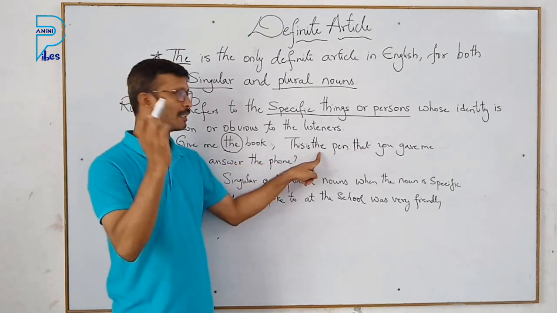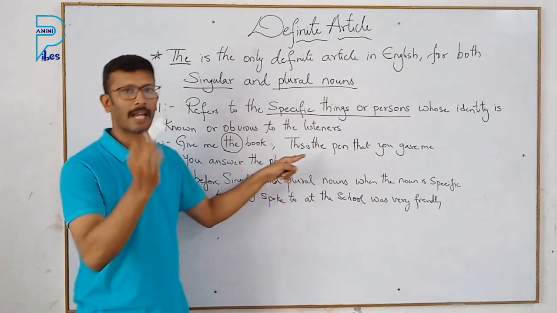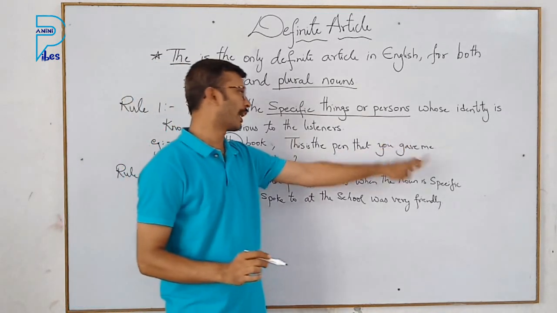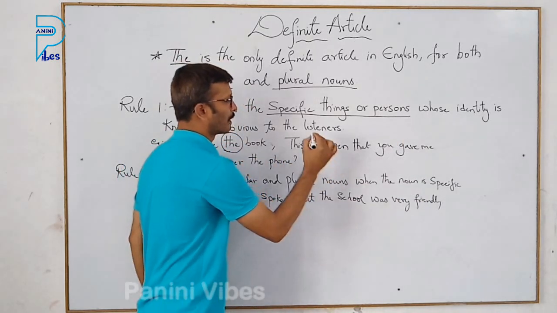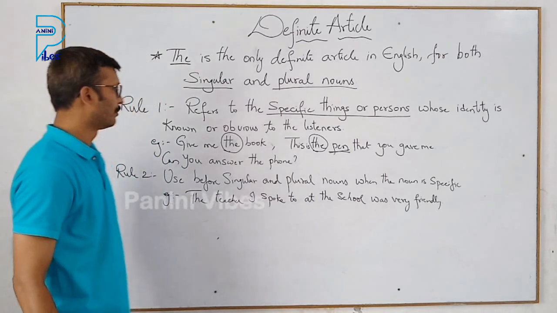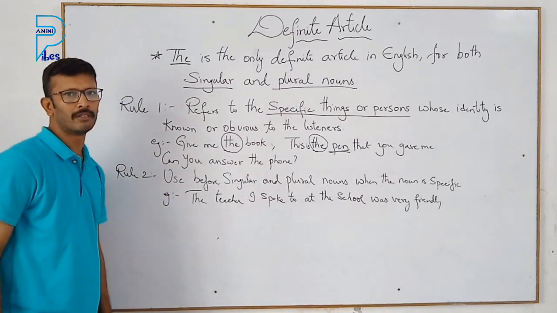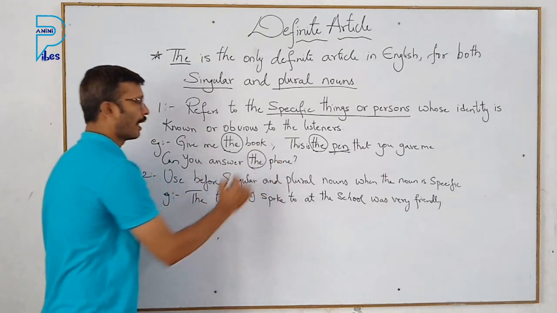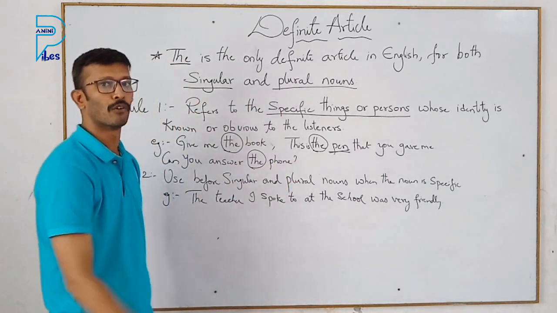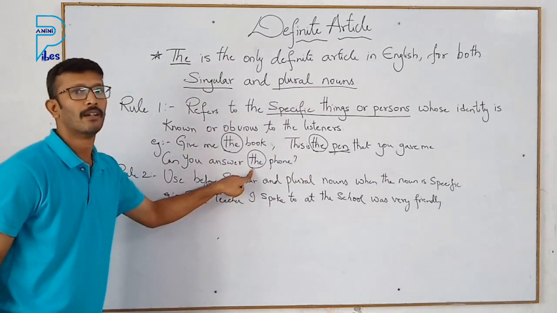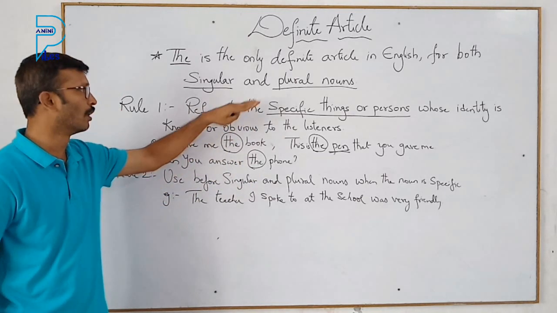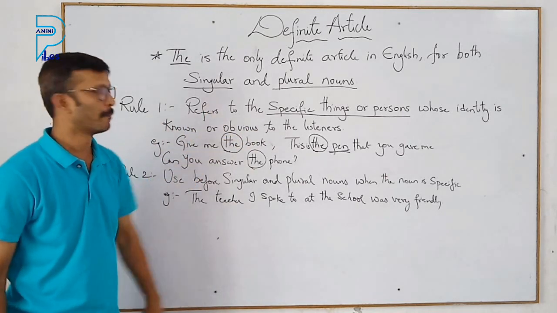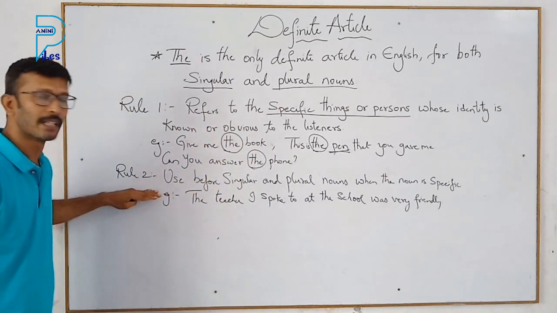This is the pen that you gave me. That means I'm specifying the thing here. So I used the for specifying pen, the noun. And can you answer the phone? Here, as a question I'm asking, I have used the phone. I'm not asking any phone, I'm asking the phone. That is, I'm specifying the phone. So remember in the first rule, when we specify the thing or a person, then we use the word the. So this is the first rule, and let me go with the second rule.